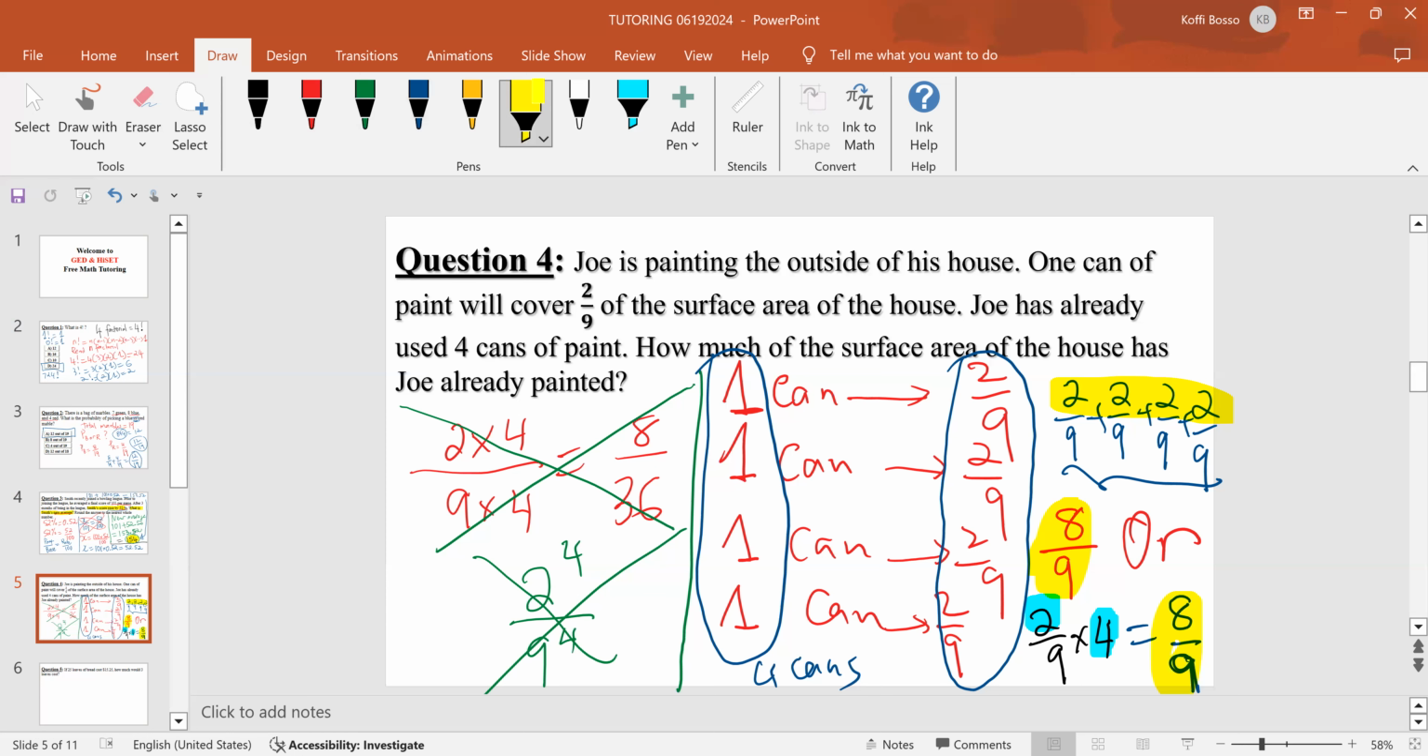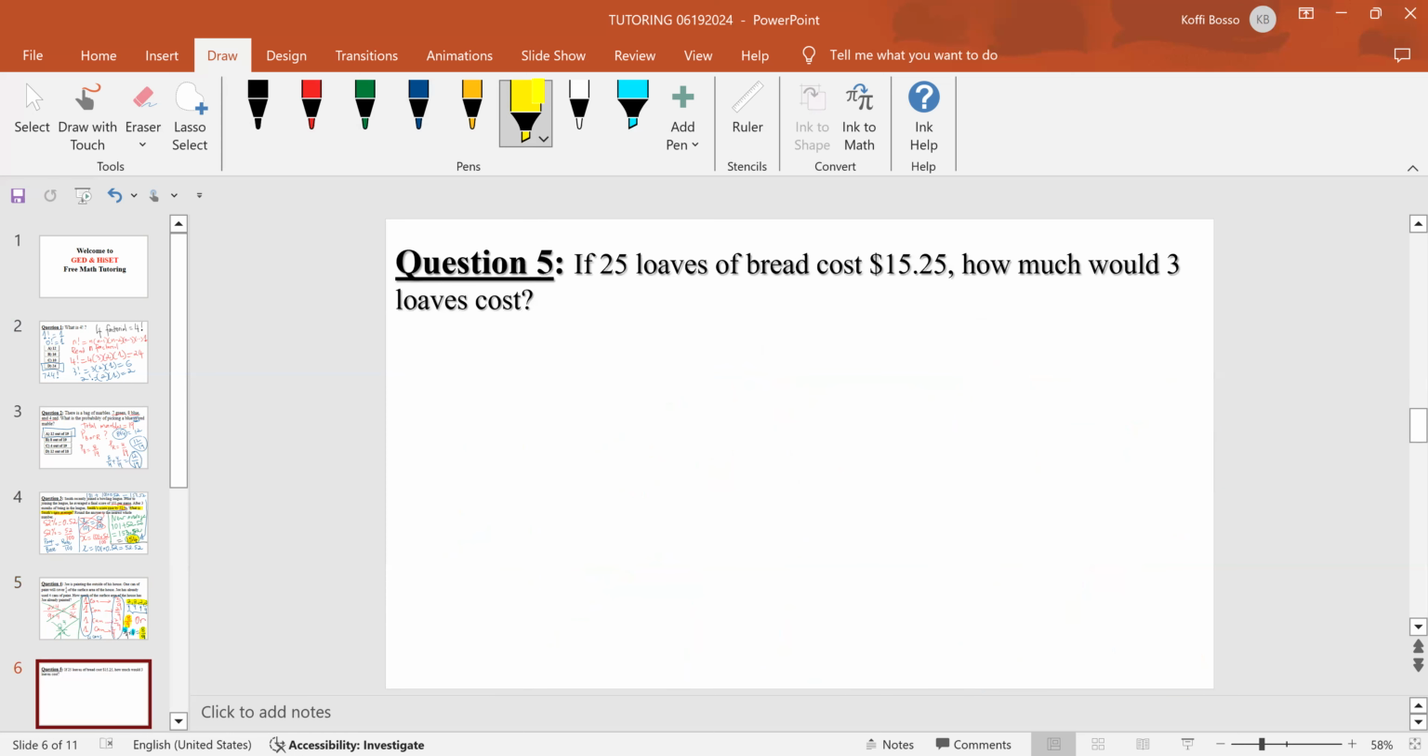The next question. The next question is also similar to the previous one. If 25 loaves of bread cost $15.25, how much will 3 loaves cost?